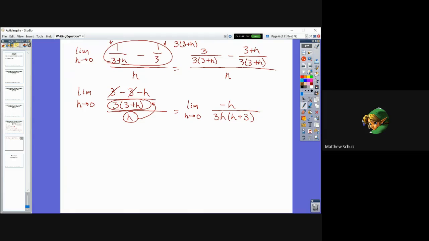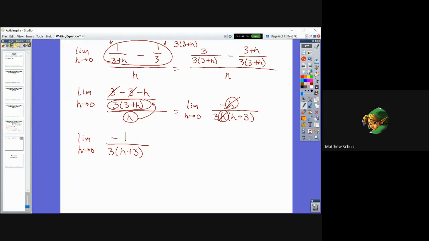Okay? Now, just like we saw in class today, we want to cancel out any common factors. And thankfully, it works out for us because we have a common factor of h in both numerator and denominator. So these are going to cancel out, because remember, factors are just numbers that are multiplied. So we factor that out. We're left, once again, with the limit as h approaches 0 of negative 1 over 3 times h plus 3.